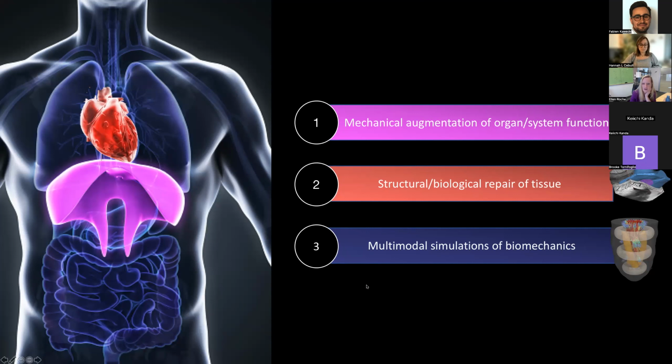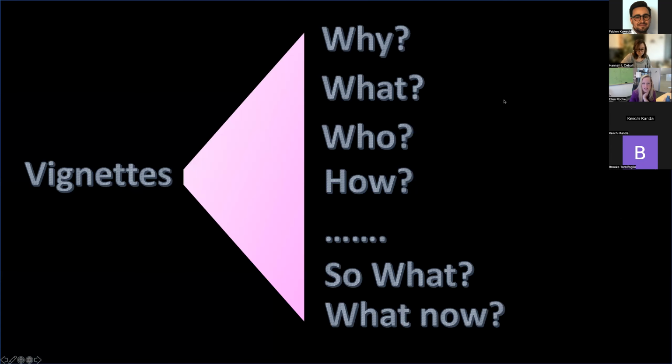And then the third research strand is multimodal simulations of biomechanics. Like I mentioned, these can be benchtop or computational models, or indeed we can use devices to recreate disease models in vivo in animal models. And I'll spend a bit of time today talking about that strand as well. For each of the clinical vignettes, I'll try to step through why we do it, what we do, who the team that works on it, how we do it, what is the impact of it, and what are the future steps. When I say clinical, sorry, I mean preclinical vignettes.